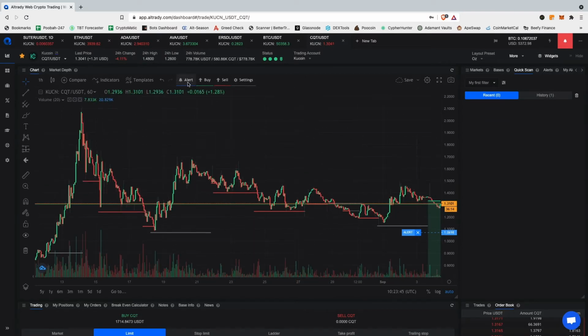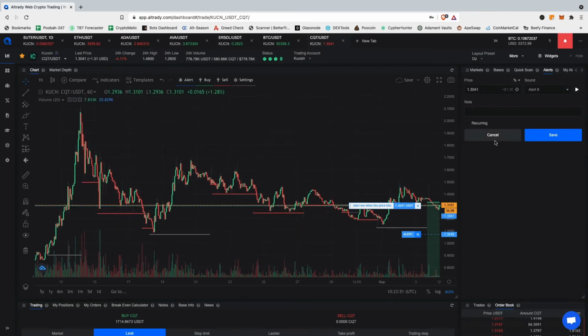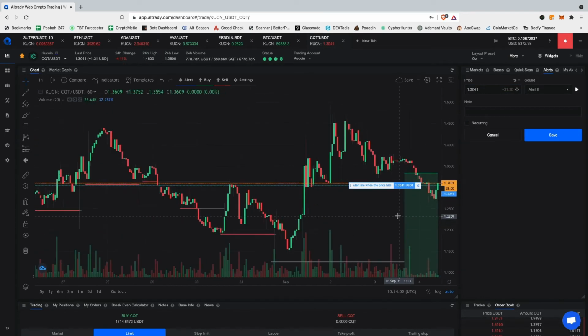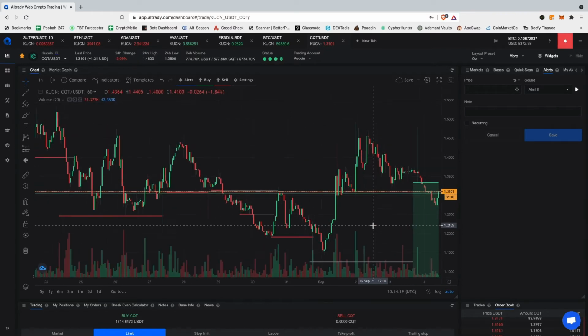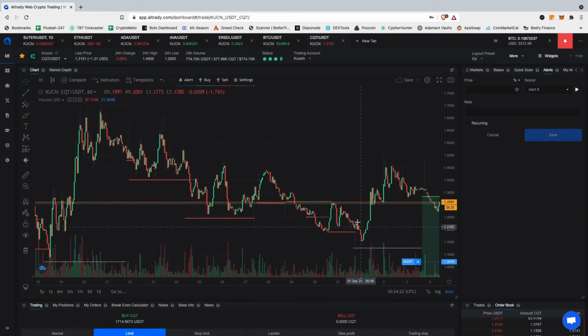For an alert, you simply go here, click alert, move. You can move this, I think, or you put alert here. I think last time I was able to move it. Yeah, there you go. I want to put an alert here. You put your note here, whatever note you want to put. CQT, for example, you want it to be recurring or not, whatever sound you like, and save, and your alert is there now placed. Okay, so that's one of the awesome things, that you can just place an alert.